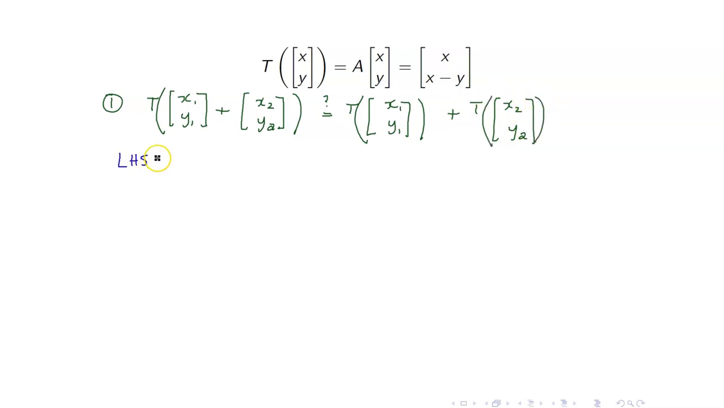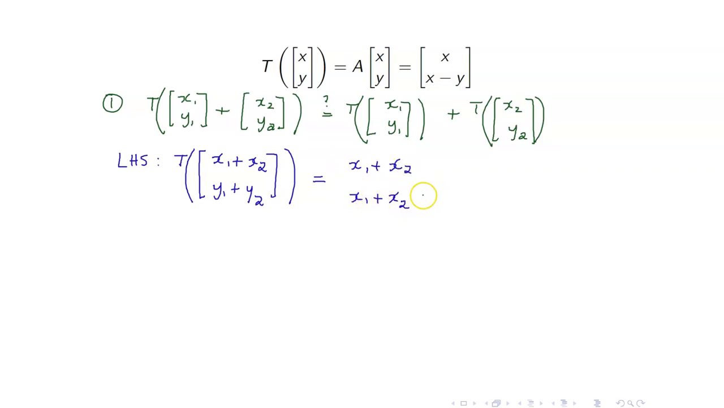For the left-hand side, this is T of x1 plus x2, y1 plus y2. When we apply T on this vector, what does it do? It copies the first coordinate and then it subtracts first minus second coordinate. So in this case, this is x1 plus x2 and then x1 plus x2 minus y1 plus y2.